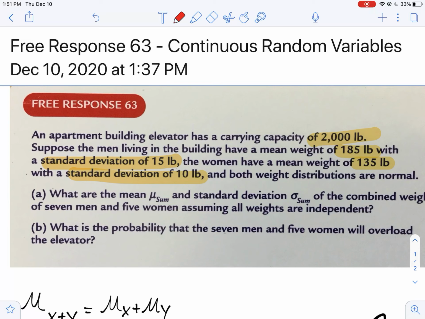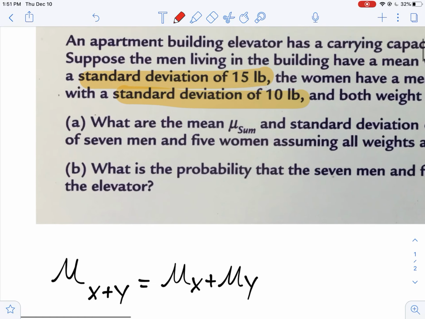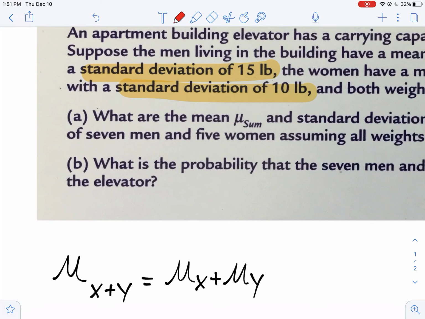So in this problem, we're dealing with an apartment building elevator that has a capacity of 2,000 pounds. We're supposing that the men in the building have a mean weight of 185 pounds and a standard deviation of 15. The women have a mean weight of 135 and a standard deviation of 10. And both weight distributions are normal. It's good to know that. We want to find the mean and standard deviation first of the combined 7 men and 5 women, assuming all 5 weights are independent.